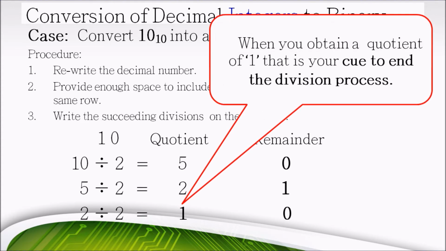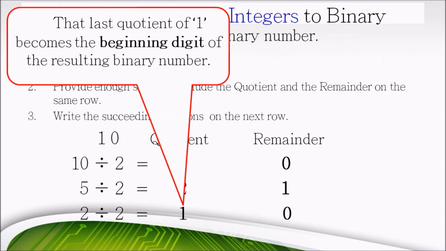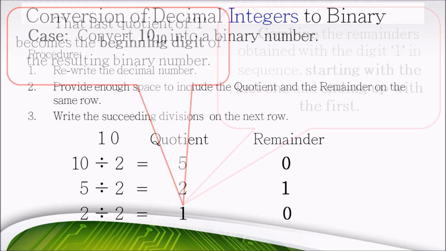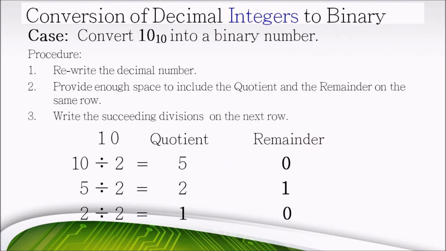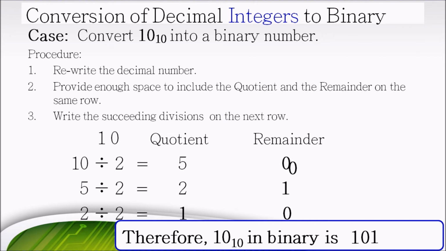When you obtained a quotient of 1, that is your cue to end the division process. The last quotient of 1 becomes the beginning digit of the resulting binary number. Combine the remainders obtained with the digit 1 in the sequence, starting with the most recent and ending up with the first. Therefore, the decimal number 10 in binary is 1010.